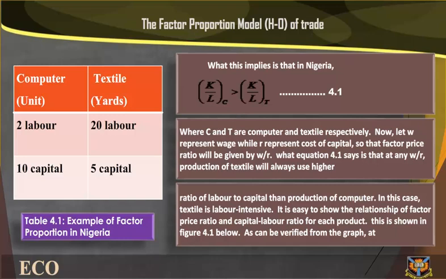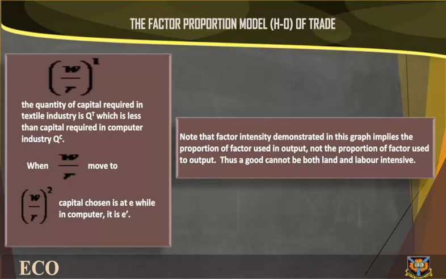It is easy to show the relationship of factor price ratio and capital-labor ratio for each product. This is shown in figure 4.1 below. As can be verified from the graph, the quantity of capital required in the textile industry is Q raised to power T, which is less than the capital required in the computer industry, Q raised to power C. Where W over R moves to W over R in bracket squared, capital chosen is at E, while in computer it is E prime. Note that factor intensity demonstrated in this graph implies the proportion of factor used in output, not the proportion of factor used to output. Thus, a good cannot be both land and labor intensive.